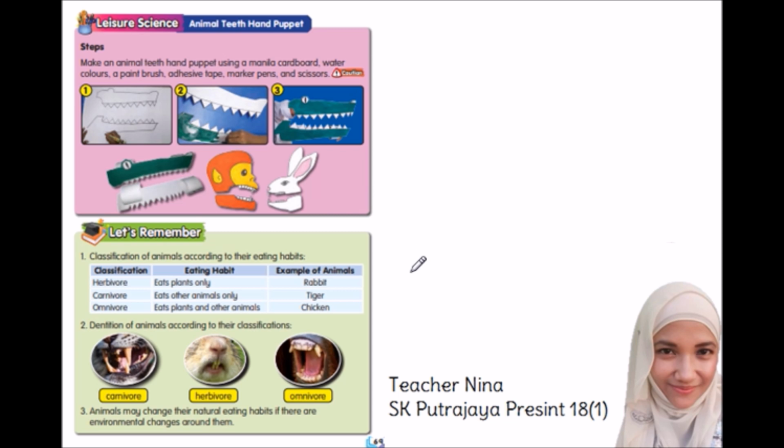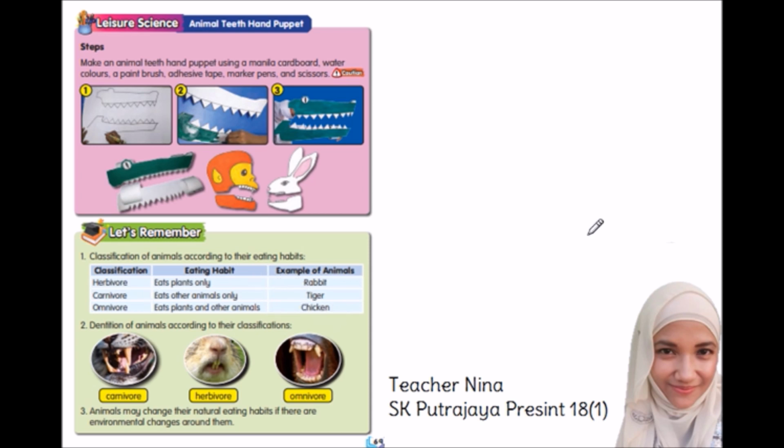Okay, we have come to the end of this topic. Let's remember the classification of animals according to their eating habits. We have learned that herbivore is an animal that eats plants only. Carnivore is an animal that eats other animals only. And omnivore is an animal that eats plants and other animals. Can you give other examples of herbivore, carnivore, and omnivore?